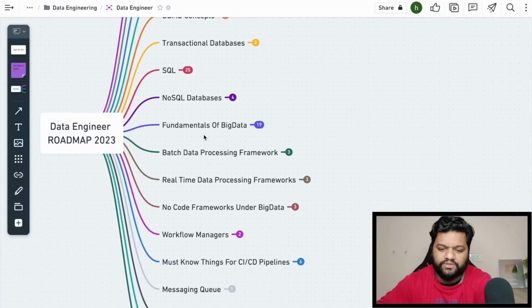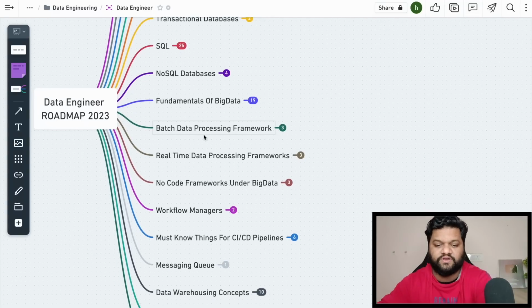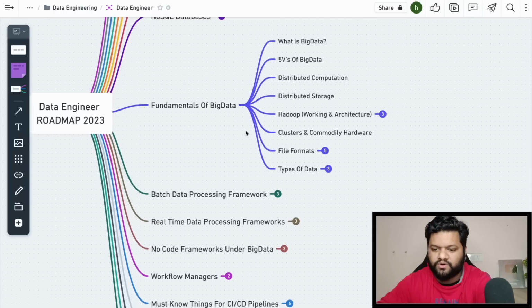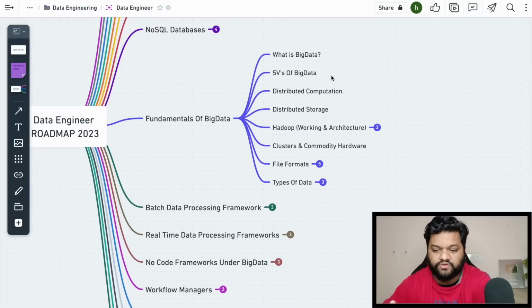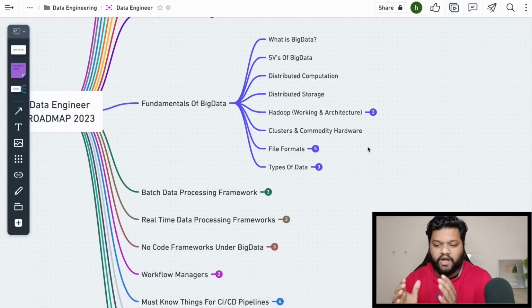Now going into the depth of big data itself. First, you should start with the fundamentals, the things you need to cover. What is big data? The 5 V's of big data, distributed computation, distributed storage, Hadoop. This is the first framework which came into the picture for distributed computation and distributed storage. You do not need to deep dive into the programming part of Hadoop, right?